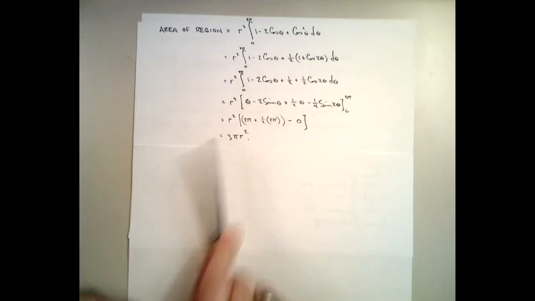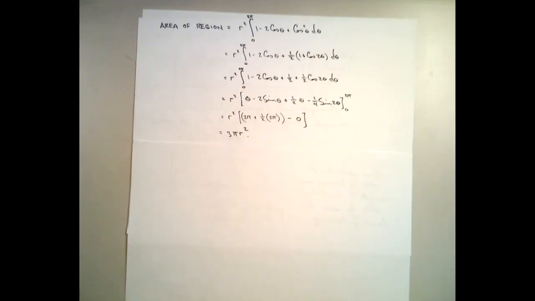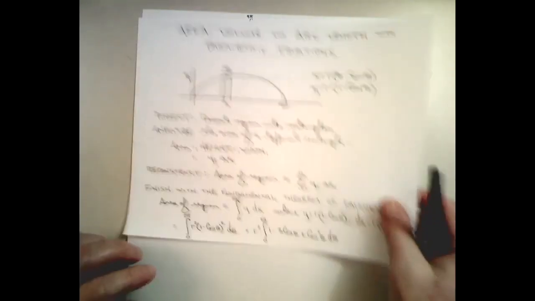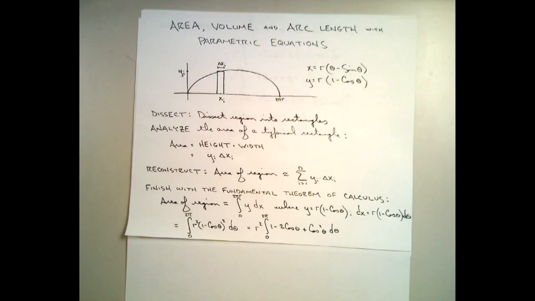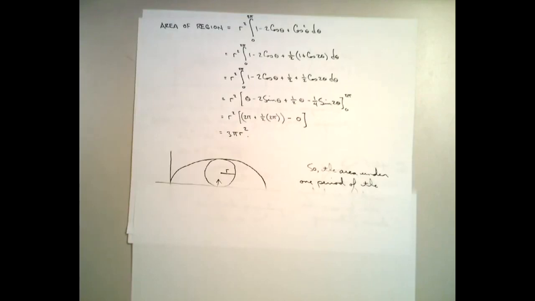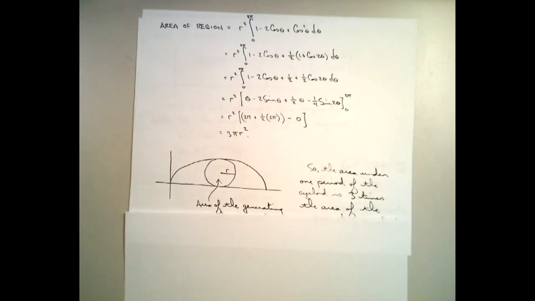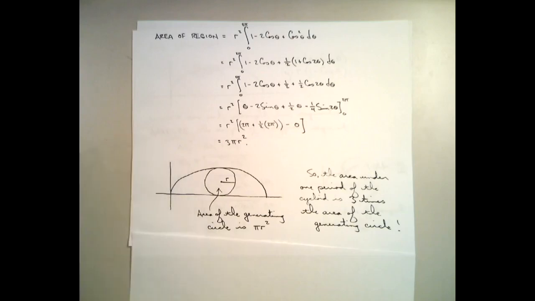Without the 3 there, what I've got is the area of the circle of radius r. In other words, the area of the circle that generated the cycloid. Right? It was generated with a circle of radius r. And so what we have is that one period of the cycloid, the area under the graph of one period of the cycloid, turns out to be exactly 3 times the area of the generating circle, which I think is just fascinating, that it comes out that cleanly.